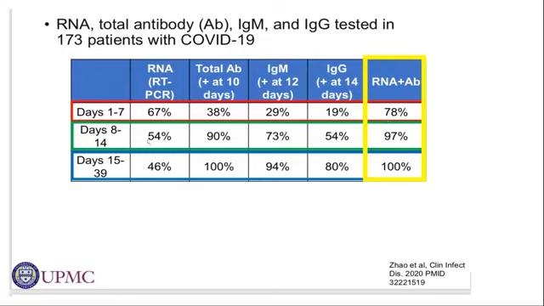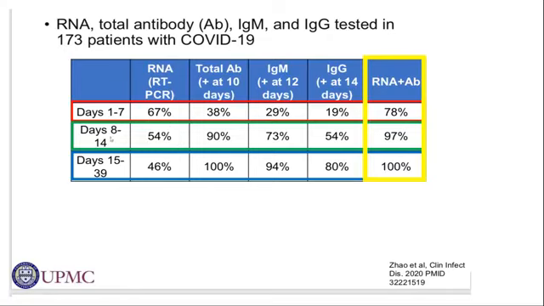So what I mean is that we usually do RT-PCR in the first week of symptoms, but you'll miss a lot of patients because the sensitivity is not that great. After 1 week, total antibody, preferentially IgM, is most sensitive. RT-PCR drops down to around 50%.